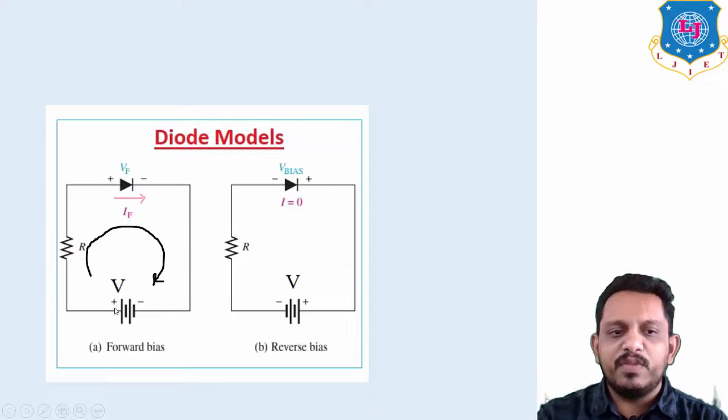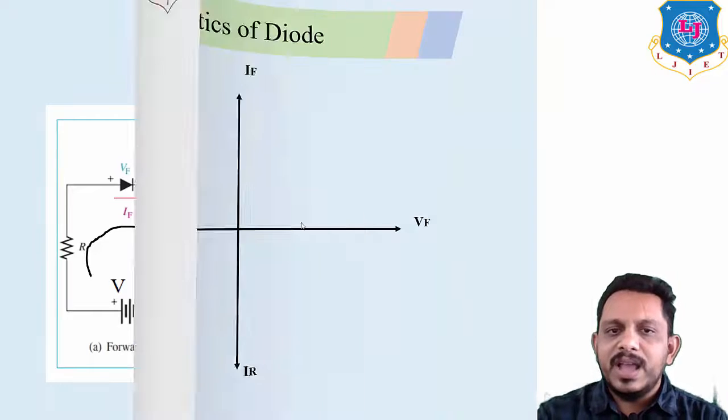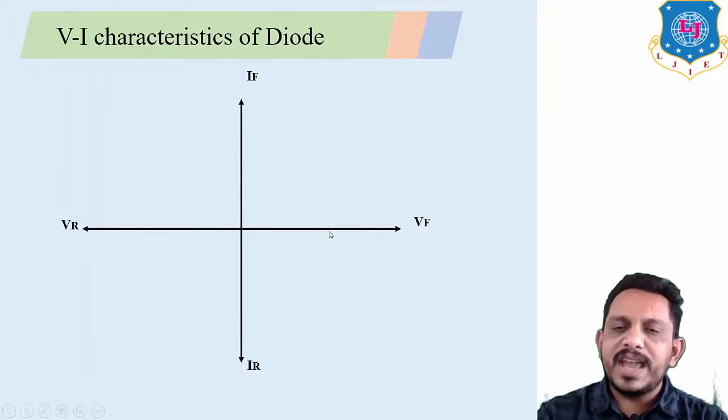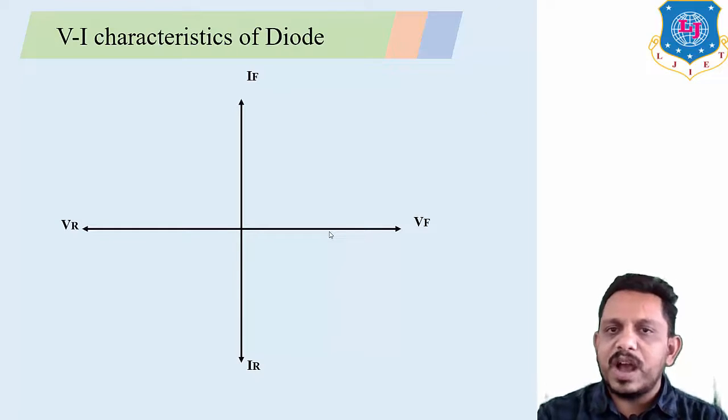In this case, current will flow from the battery's positive to the negative in this direction, and in reverse biasing no current will flow. Now let's discuss the VI characteristics of the diode. So how will you understand the VI characteristics of the diode?